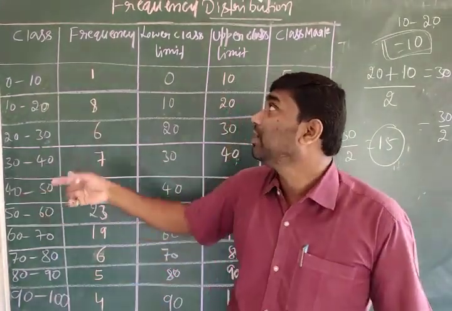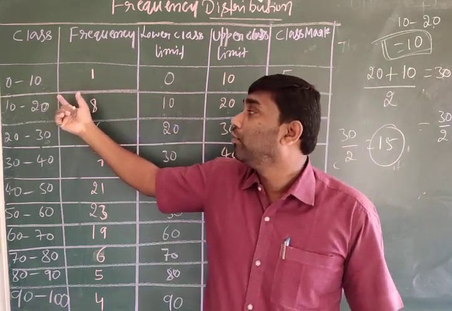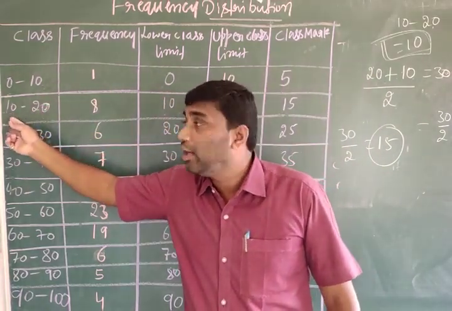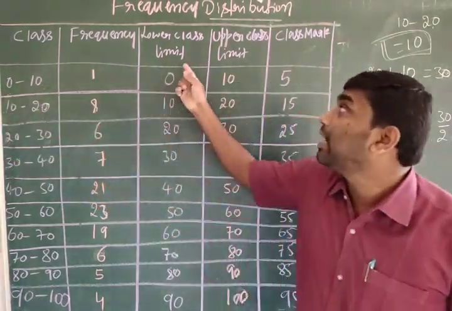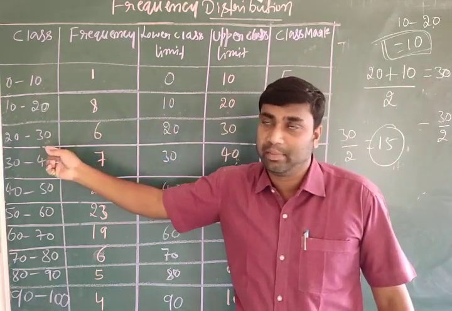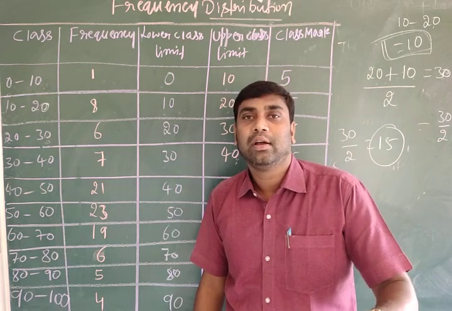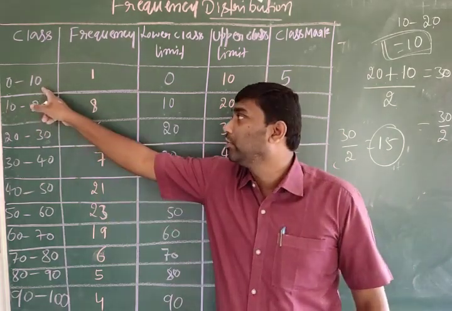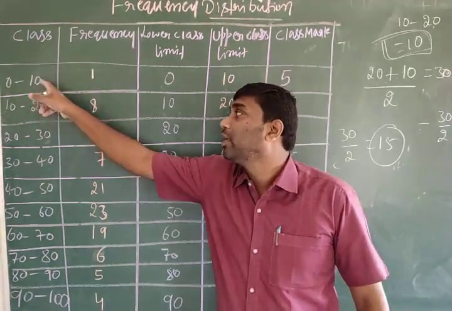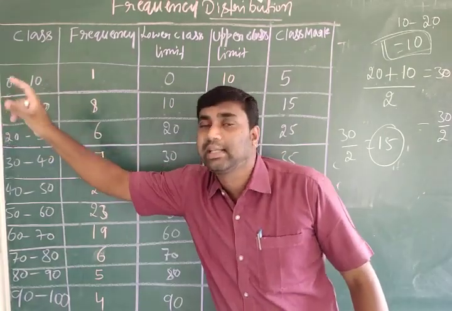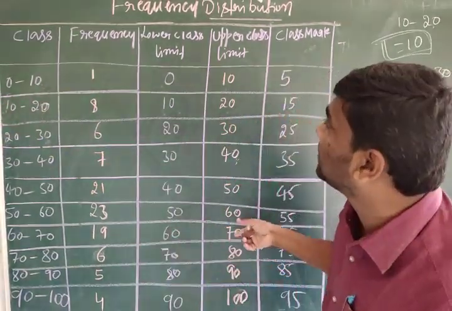Okay, that is frequency. So here the lower class has the lower value, that is the lower class limit, and the higher value is the upper class limit. Here in this table we have to exclude the upper class limit. We are not counting it here because we can count it in the next class. Okay, this is the frequency distribution.